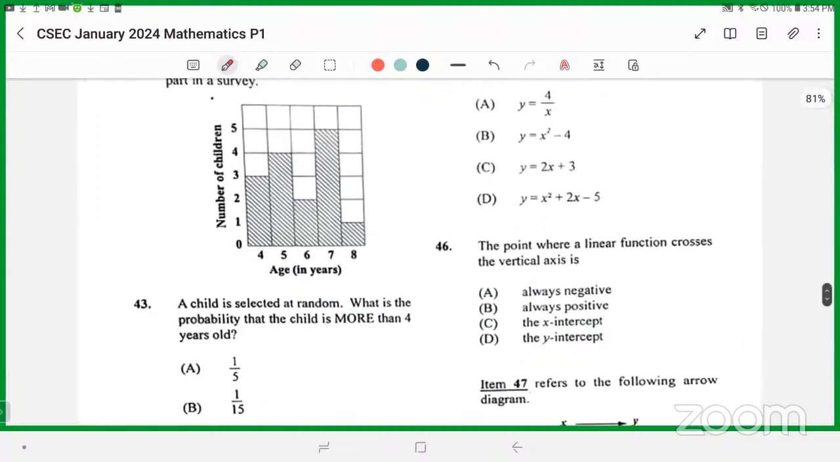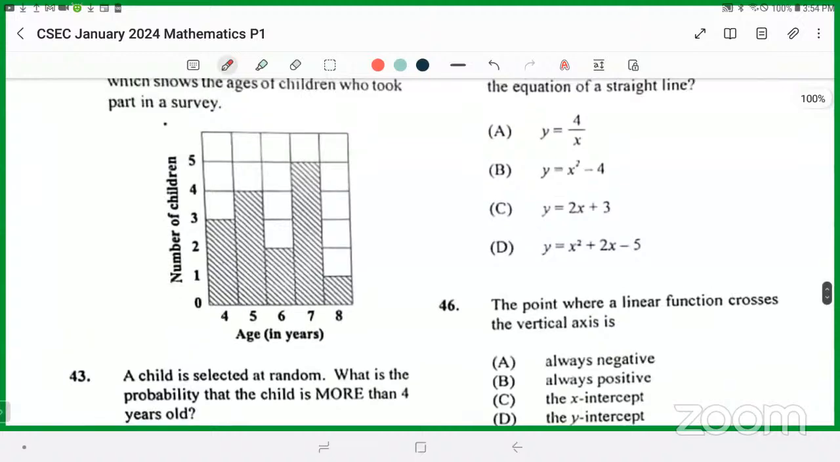All right, it says a child is selected at random. What is the probability that a child is more than 4 years old? So this is the 4-year-old column, and all of these are more than 4. So we need to know the total number of children overall, and we'll put these over the total. So we have to do some adding. Let's put in the number of children and see if we can figure that out.